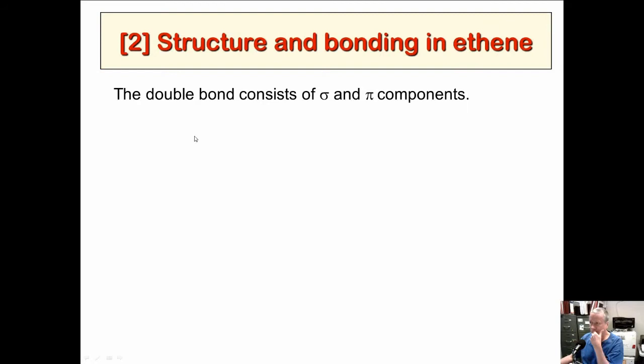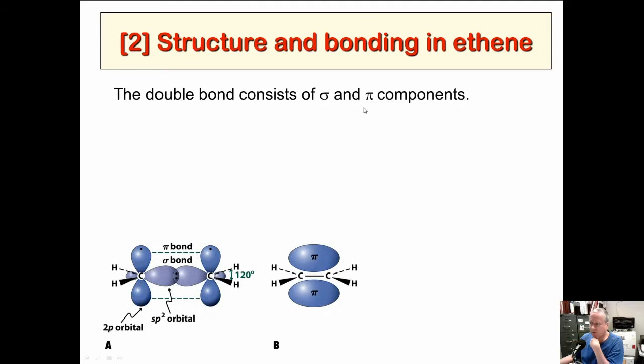All right, so back a little bit to atomic structure and bonding. So a double bond consists of two bonds. One bond's a sigma bond, one bond's a pi bond. All right? And this is kind of what it looks like at the electron level.